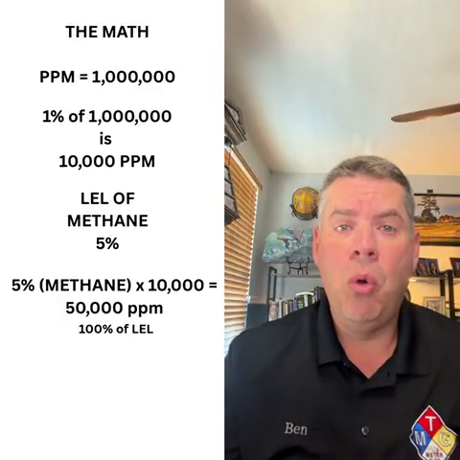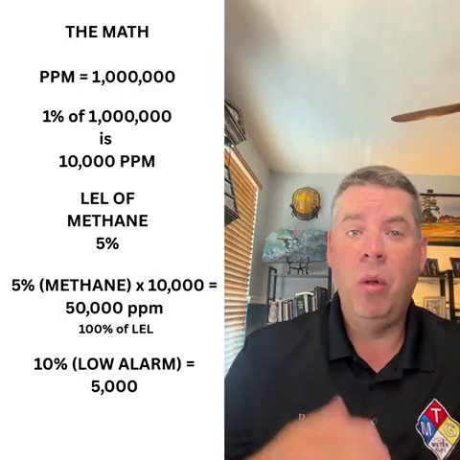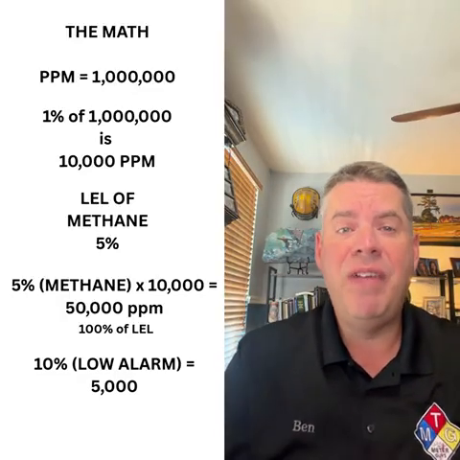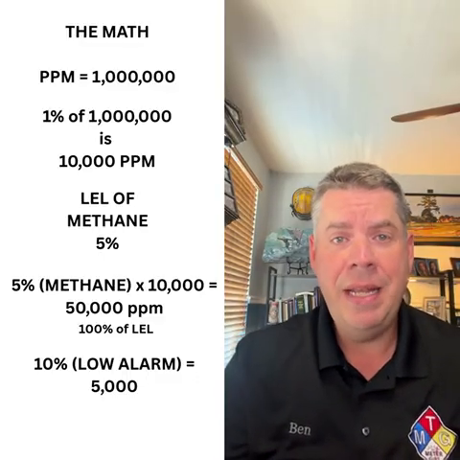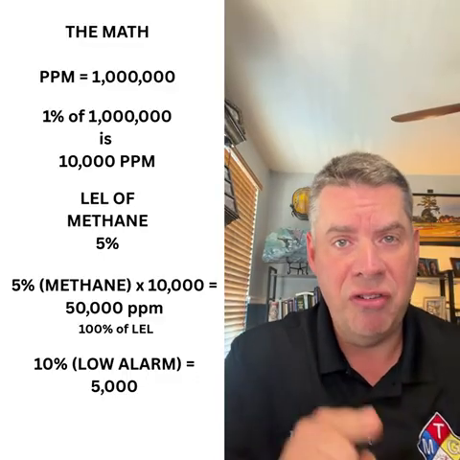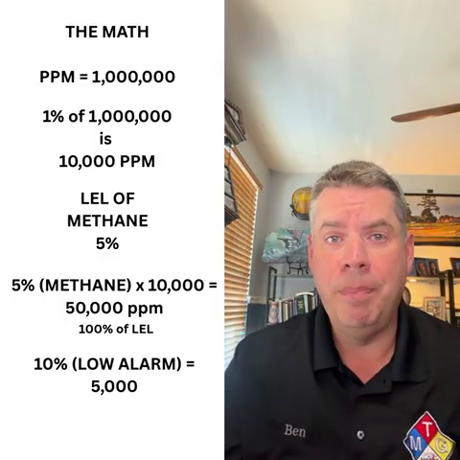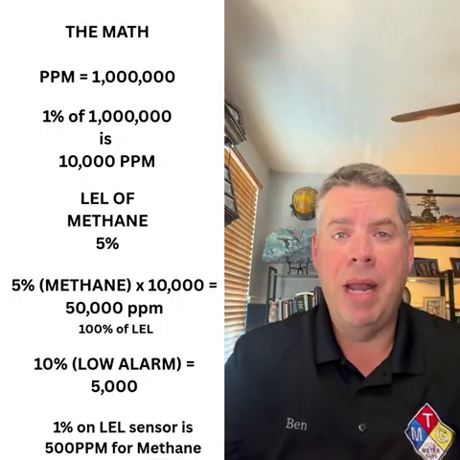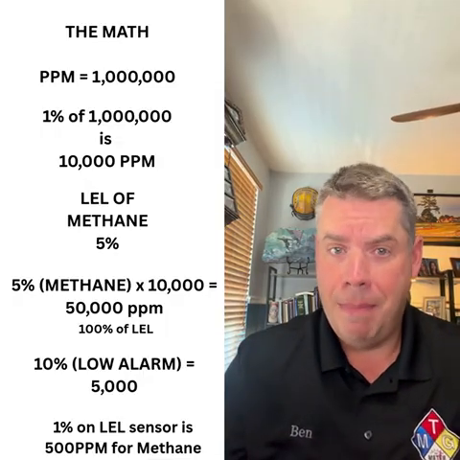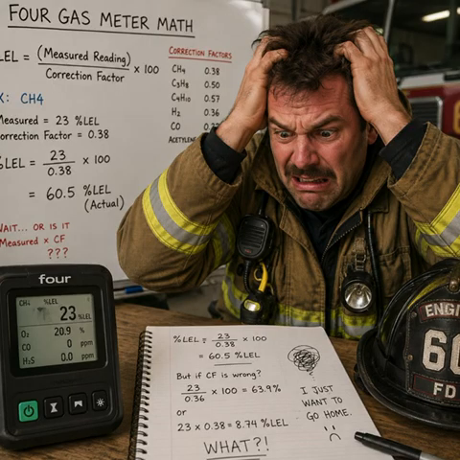My meter starts to alarm at 10%. Well, 10% of 50,000 is 5,000. If I hit 5,000 marbles in that room of methane, my meter will say 10% and start to go into the low alarm. If I hit 500 marbles in that room that are methane, guess what? My meter says 1. That's the simple math that we just need to understand about how our meter sees the world in percent of LEL.